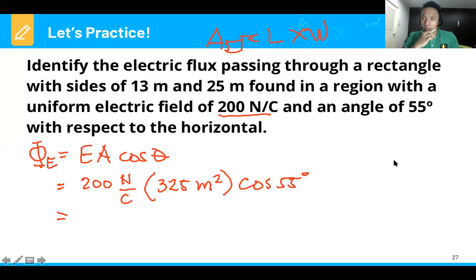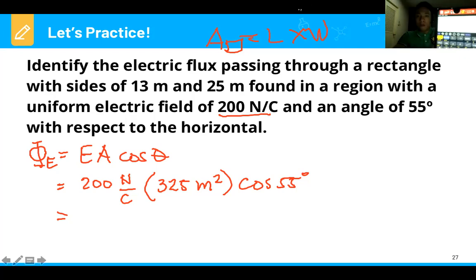Okay, I found my calculator, this one. So we need to put 200 multiplied by 325 multiplied by cosine of 55 degrees. So we have the answer, which is this one. Did you see it? And this will be the answer.